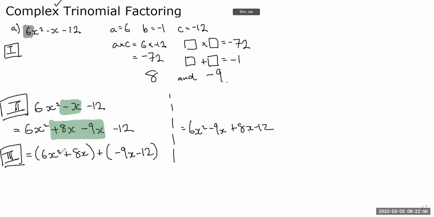Okay. Here we go. Now that we have this, the rest is easy. Please common factor for me. 6 with 8, that's 2. X squared, x is an x. So I can factor out 2x from the first bracket, leaving me 3x plus 4.